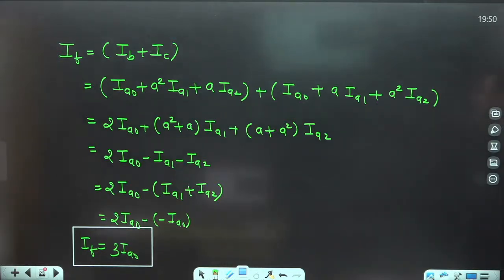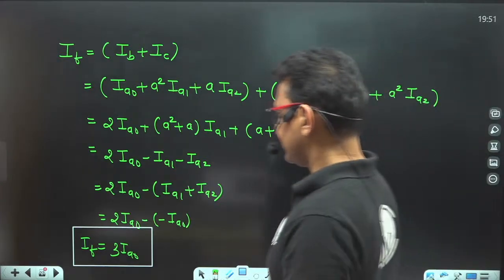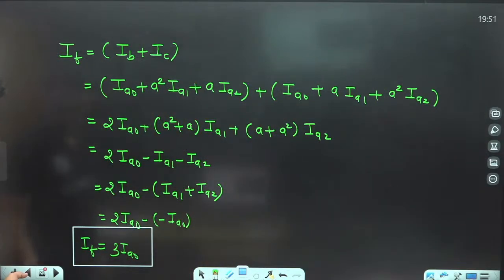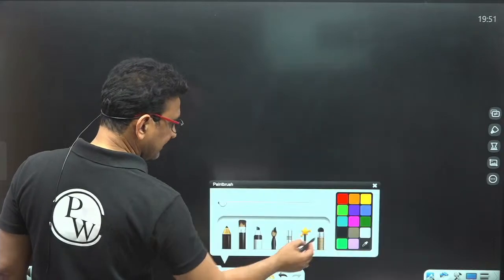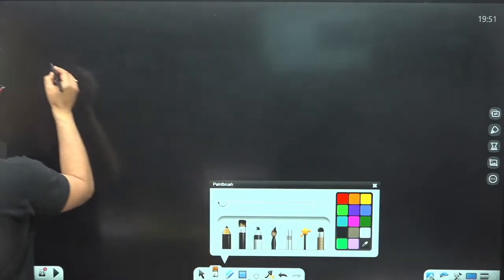If you know the sequence currents, you can find out the sequence voltages, and from the sequence voltages, you will easily find out the phase voltages and the line voltages. Is that clear? Suppose somebody asks you to find out the phase voltages, how will you get the phase voltages?